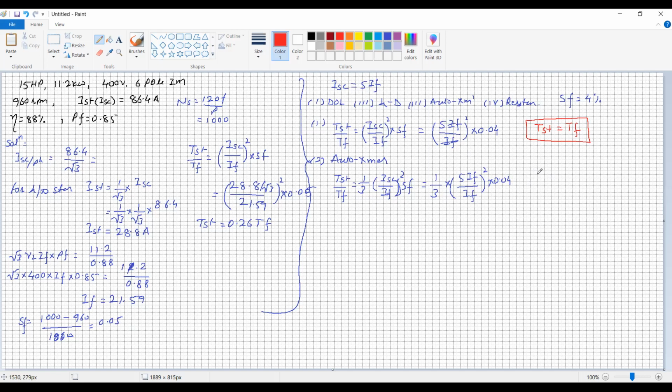So 0.33. So starting torque is equal to 0.33 TF, full load torque, or you can say that starting torque is 33.3% of full load torque. This is the second.